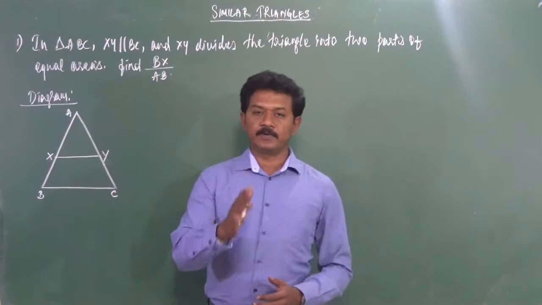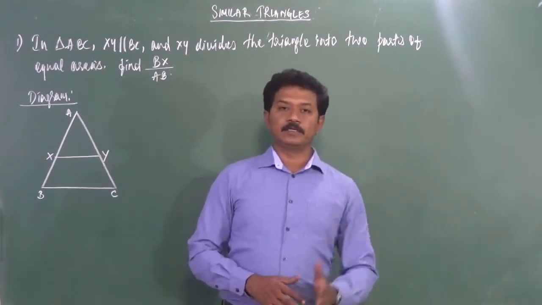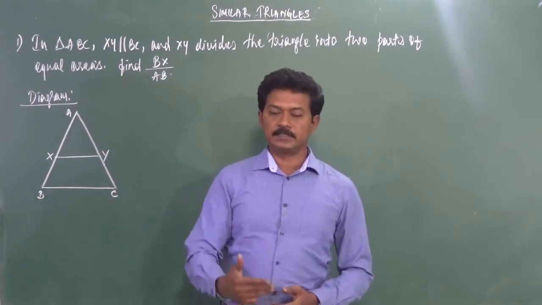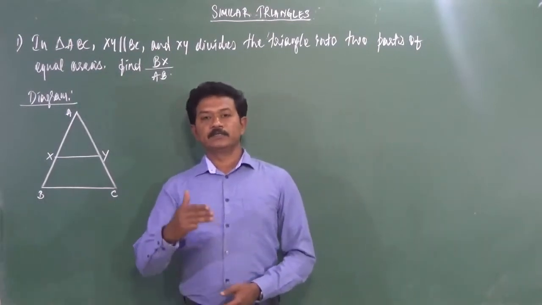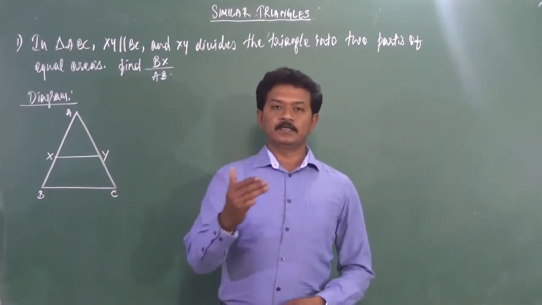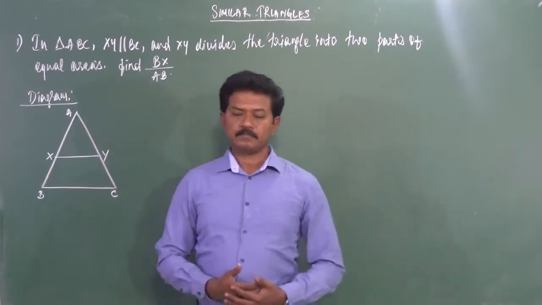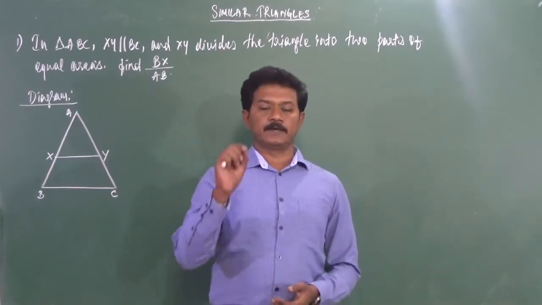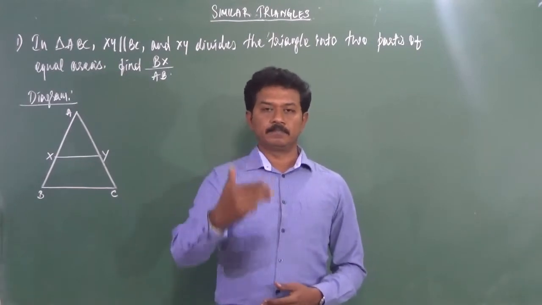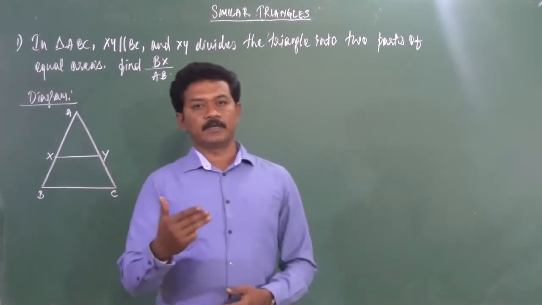So in the previous session we have discussed the riders and numericals on areas of similar triangles. In this session also we will be going through some more riders and numericals on areas of similar triangles. On the board I have a very important question which is in your textbook as a worked example. I will present the problem in detail, so please look at it very carefully.